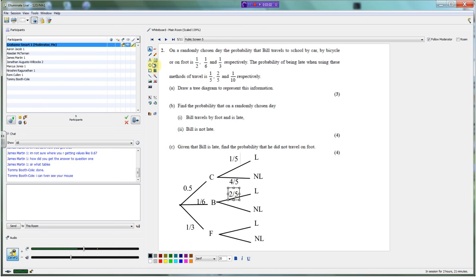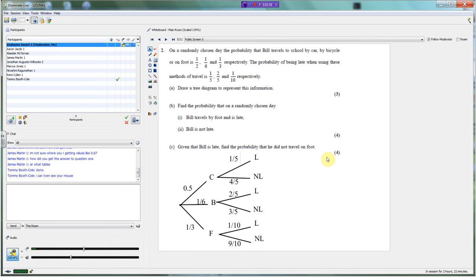Okay, and this is actually for 3 marks. I mean, that's quite amazing, really, that you get 3 marks just for drawing a tree diagram, which is GCSE stuff. And then by foot, late is 1/10, and that means not late is 9/10. And there we go. So we've got that there, and it's nice and tidy.